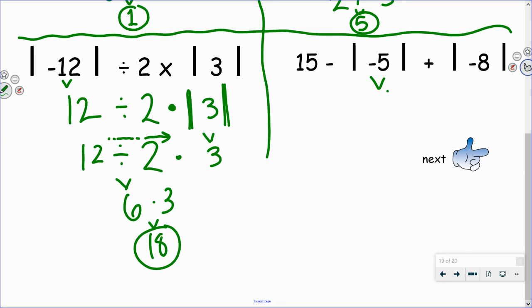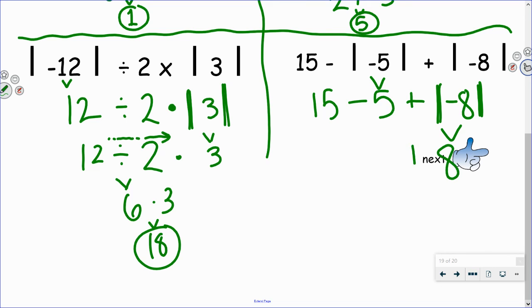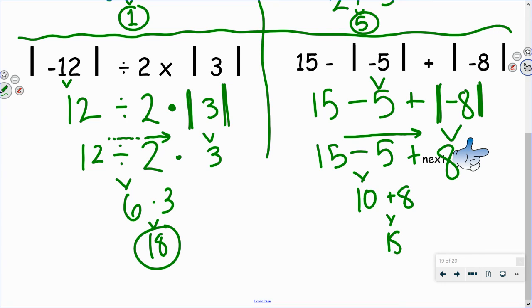Absolute value of negative 5 is 5. I'm going to just do one step at a time, copy everything else exactly as I see it. Absolute value of negative 8 is positive 8. Sorry about the mess in the way. Now, add and subtract are also equally strong, going left to right. 15 take away 5, and then add 8 for a sum of 18.